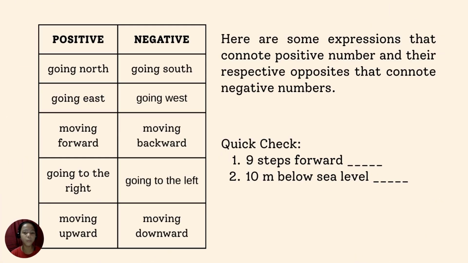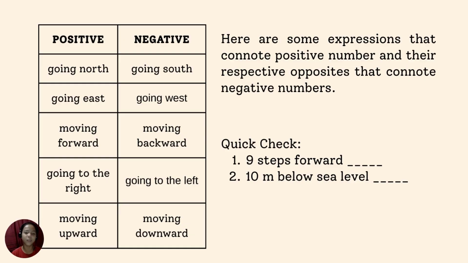Here are some expressions that connote positive numbers and their respective opposites that connote negative numbers. We have the positive and negative. Positive: going north, negative: going south. Going east, going west, moving forward, moving backward, going to the right, going to the left, moving upward, moving downward.